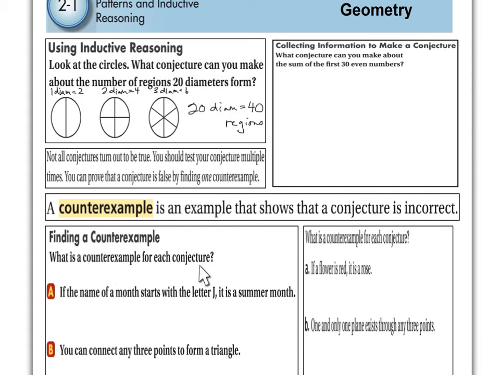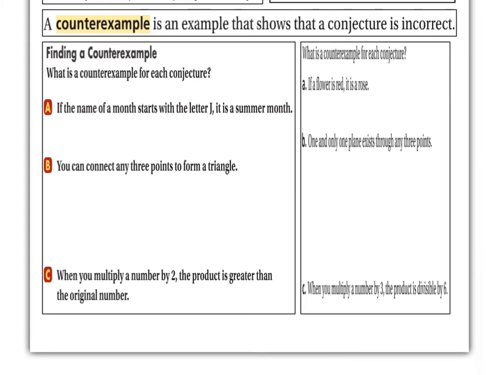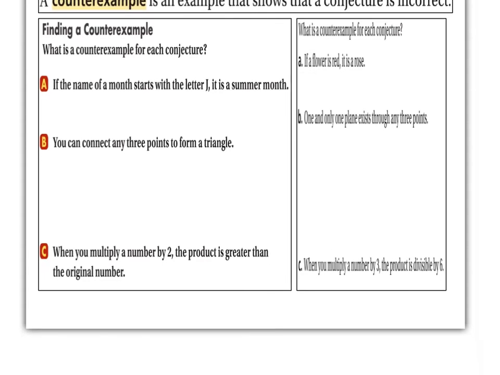What is a counterexample for each conjecture? If the name of a month starts with the letter J, it's a summer month. Is that true or false? In this case, it's false. I need to find a counterexample. My counterexample is the month of January. That's a winter month. So now I've proven that conjecture to be false.